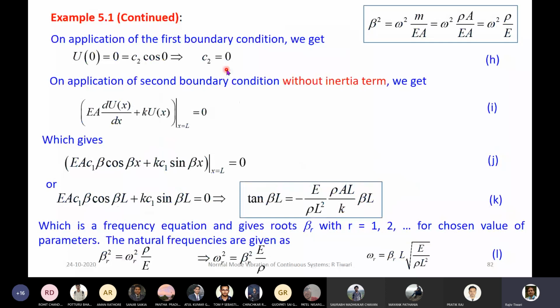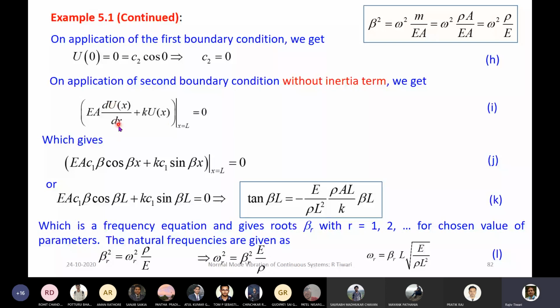The second boundary condition I am explaining in two parts. Let us say the disk is not there, only the spring is there. So the corresponding mass and the velocity terms are not taken here. In the subsequent slide, I will take that also. So here, this is the boundary condition at x is equal to L.